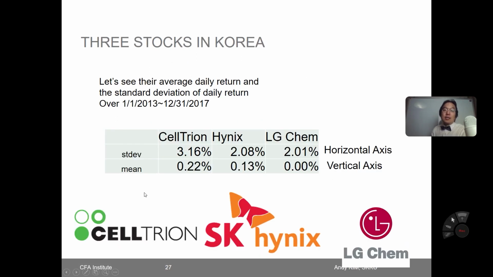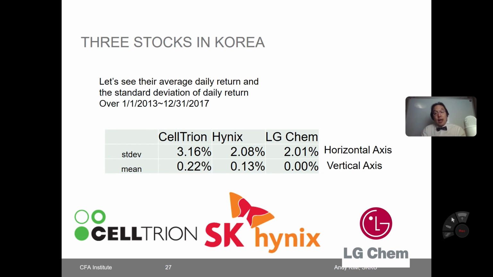Right, 3 stocks in Korea. I started with the discussion of LG Chem and Celltrion. Let's see their average daily return and the standard deviation of daily returns, but this time based on SK Hynix, the semiconductor company. In terms of market cap, I believe this is number 2 in Korea right now. Why is that the case? Because of Samsung Electronics and then Hynix, the Korean industry is heavily focused on semiconductors, especially memory chips. They are the biggest global players.